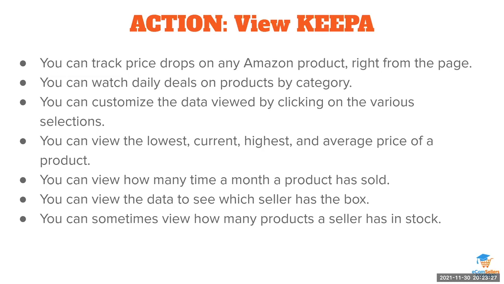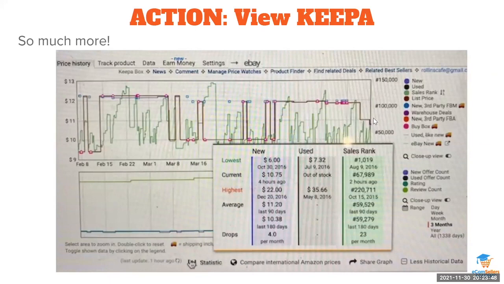And I believe Keepa is now available for Walmart as well, which is fantastic. If not, there's another tool called Data Spark that's available for Walmart. So those two will give you some great data on Walmart if you're a Walmart seller. You can sometimes see how many products a seller has in stock. So again, these are things that you can see with Keepa, which is a great thing.